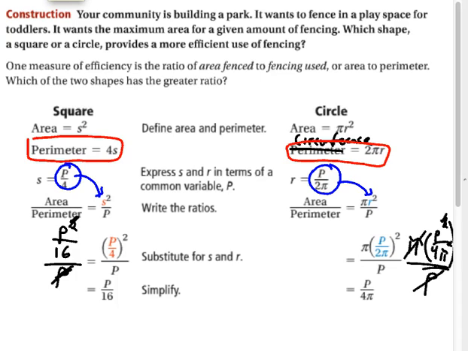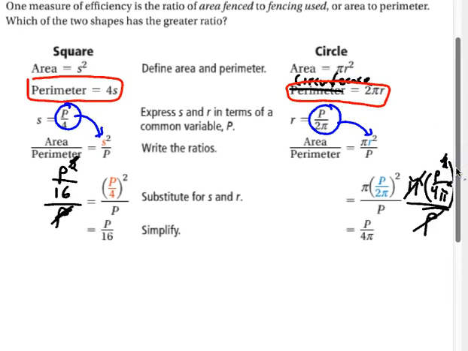Now the question is, which is the better ratio? So we want the greater ratio. So since we have both of them expressed in terms of P, that P is going to be constant for both of them, okay? Now, looking at this, if we're looking for the greater ratio, we're going to be looking to be dividing by the smaller number, right? If you have the same numerator, that means that the larger number is going to have the smaller denominator, okay? So 4 pi, that is about 12.57. So if I'm looking for the greater ratio, well, the more efficient one is going to be our circle, okay?